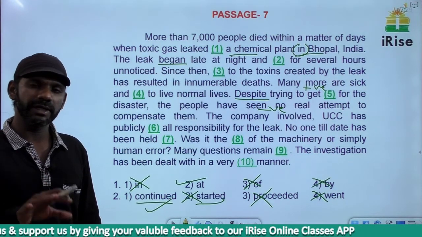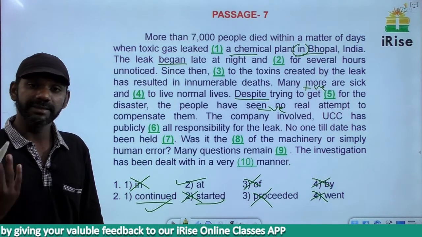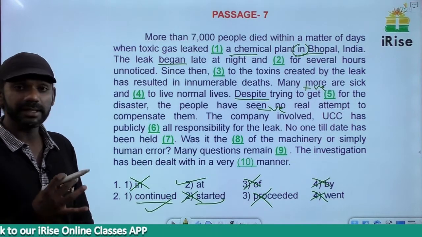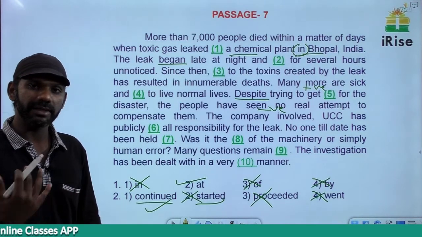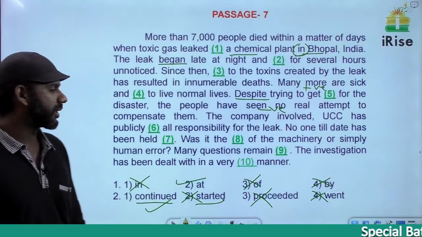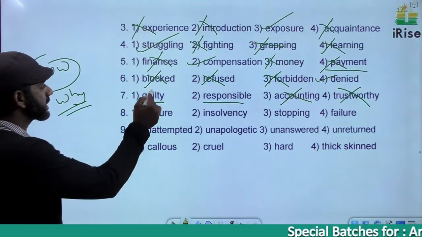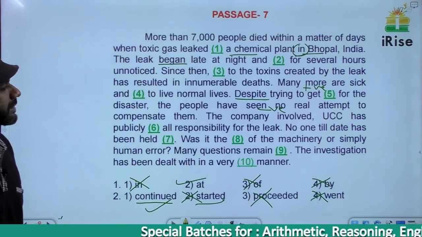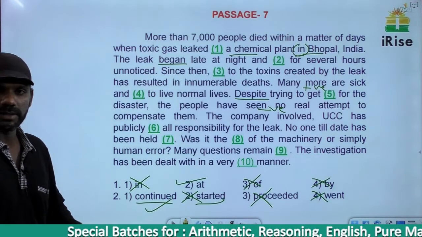Now first we will hold someone responsible and then find out whether he or she is guilty or not. In this case, the company. So first we'll hold the company responsible for it and then try to find out whether the company is guilty of it or not. Based on that, guilty is eliminated and so it must be responsible. No one till date has been held responsible.